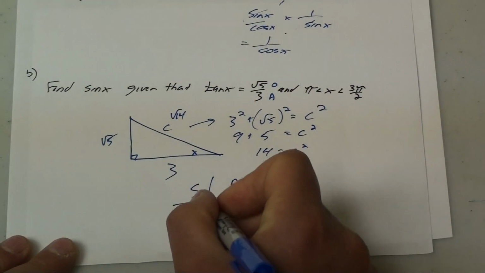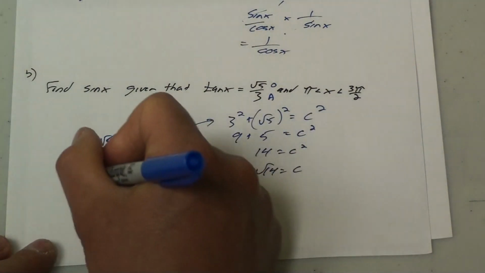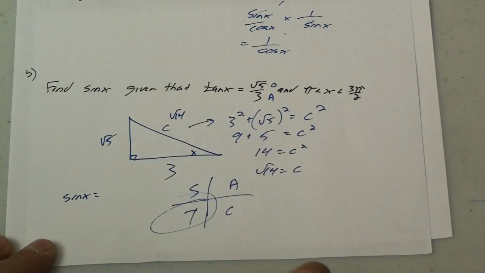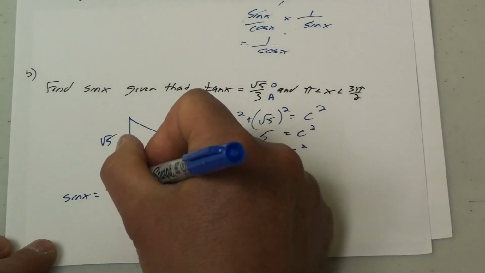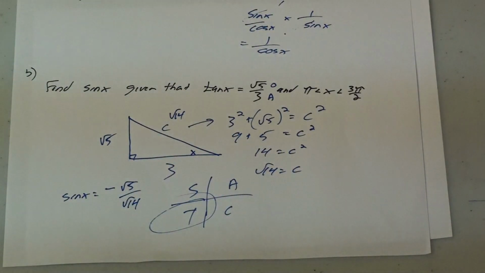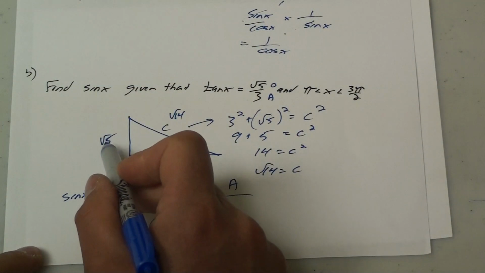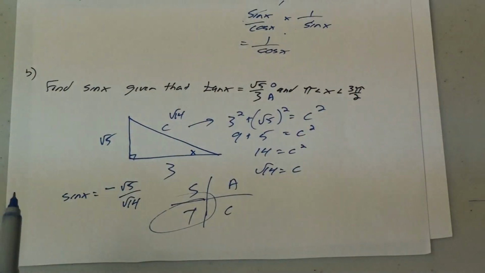C-A-S-T. 180 and 270 is this quadrant right here. I want to find sine. Sine x is going to be negative, and it's going to be opposite over hypotenuse: square root of 5 over square root of 14. But it's negative because of the quadrant it was in. Sine from your right angle triangle is opposite over hypotenuse, so you need to find your hypotenuse.